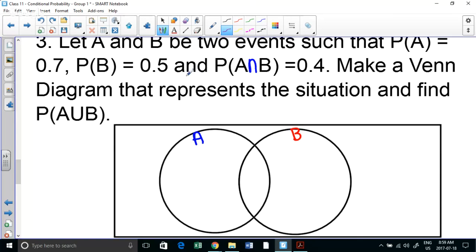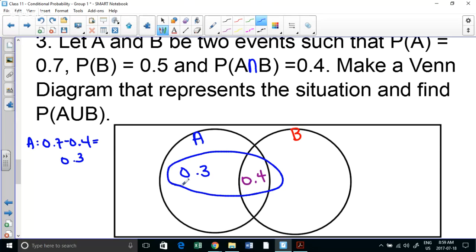So we always start with the intersection. So we have the intersection, which is 0.4. Because from the intersection, we know how much is left over in just A. So A is going to be 0.7 minus 0.4, which is 0.3. So on the outside here, we have 0.3. Remembering that this together gives me the 0.7 that makes up all of A.